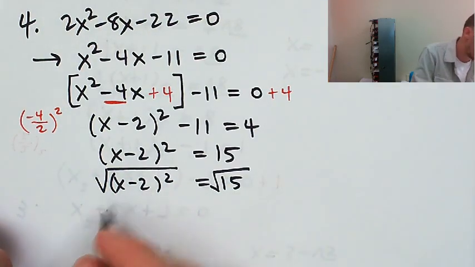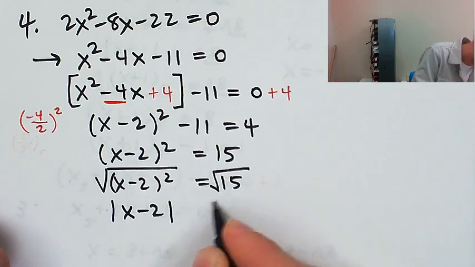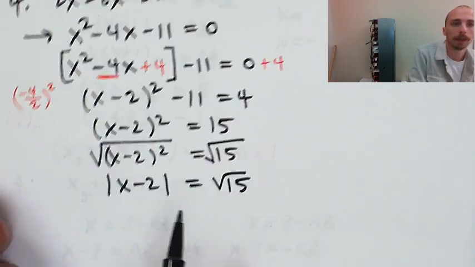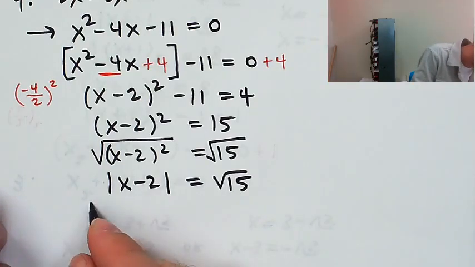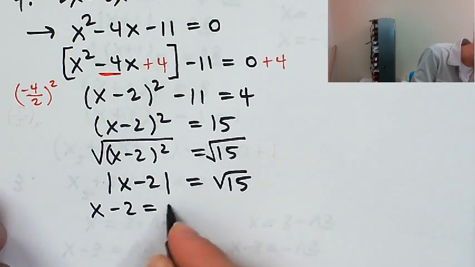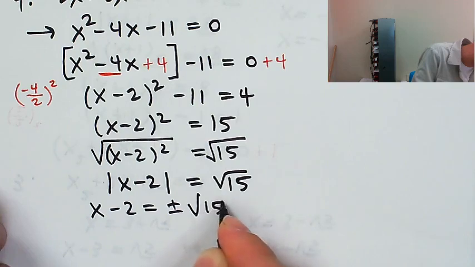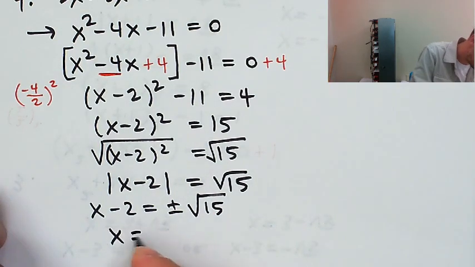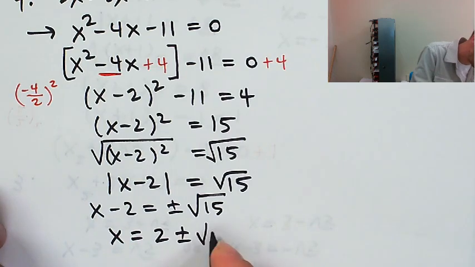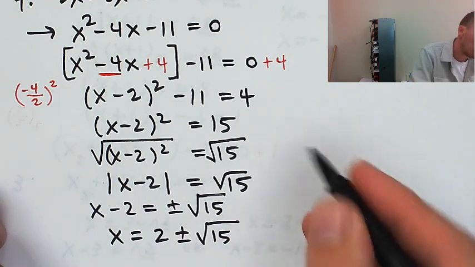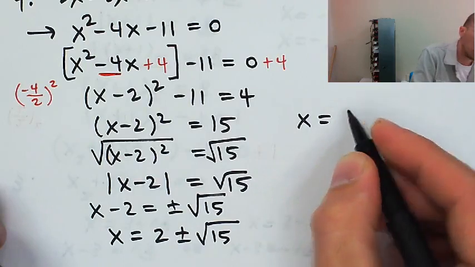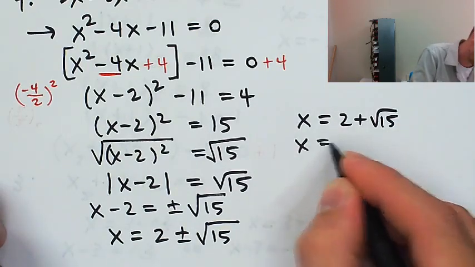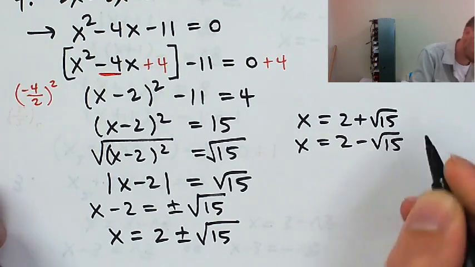Okay, and this is going to be the absolute value of x minus 2. And then I'm going to say x minus 2 is plus or minus the square root of 15. And then I'll solve for x by saying x is 2 plus or minus the square root of 15. All right, so I could have x equals 2 plus the square root of 15, or x equals 2 minus the square root of 15.